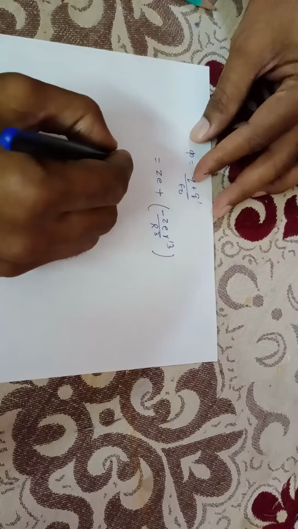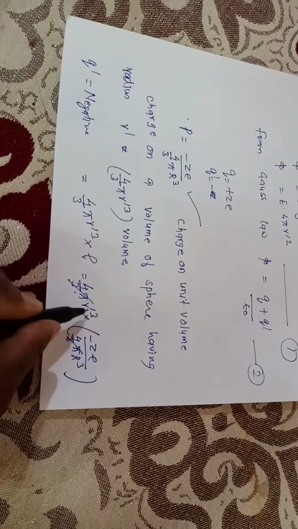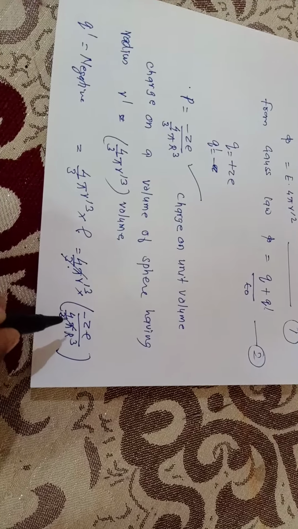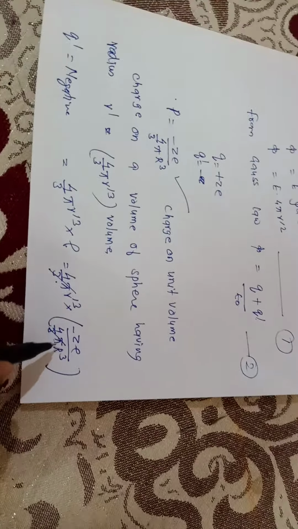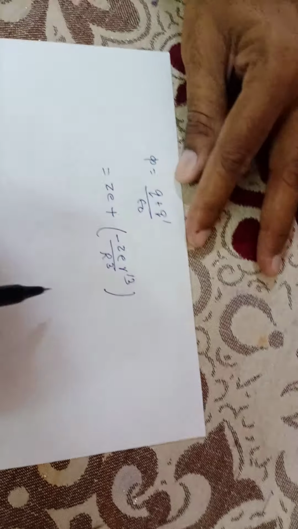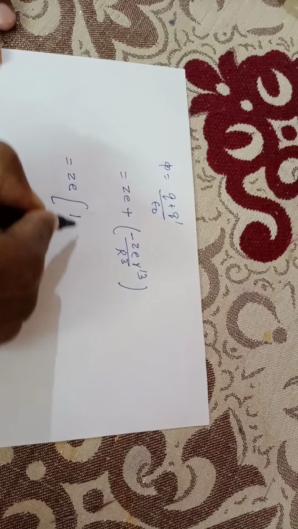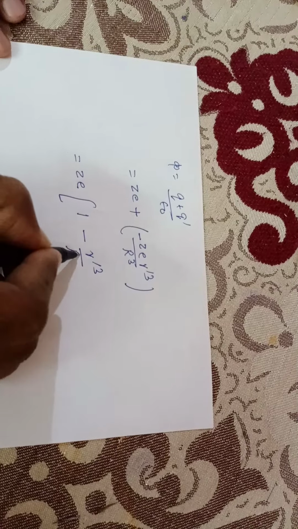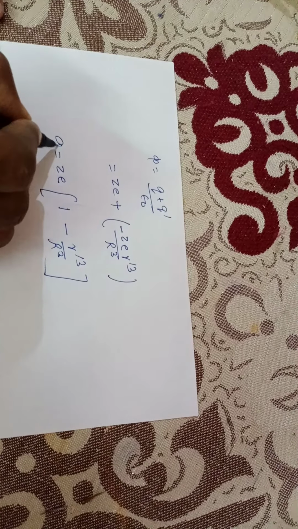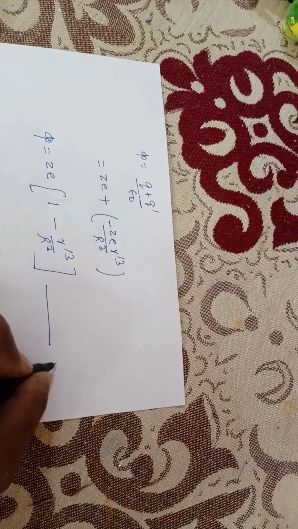So then see here, this is 4 by 3 pi, this is 4 by 3 pi r dash cube, and it is minus Ze, so it will cut down. This will be the negative charge. So the negative charge is this. Now take Ze common, so 1 minus r dash cube upon r cube. This is the flux equation. You can write equation 4.